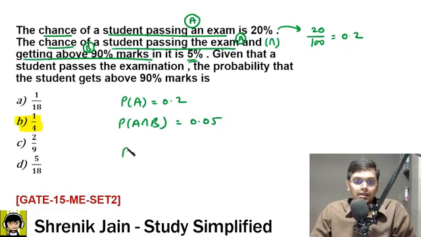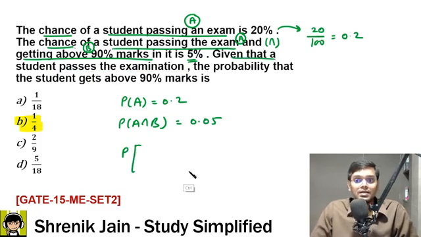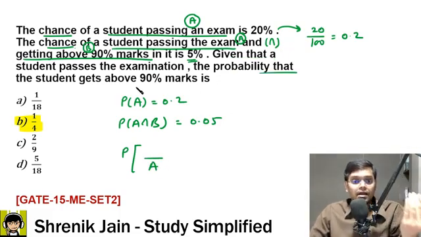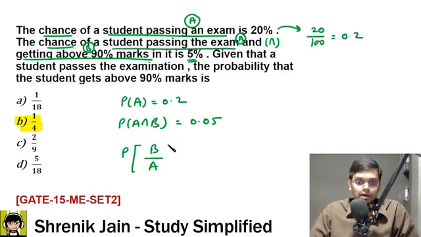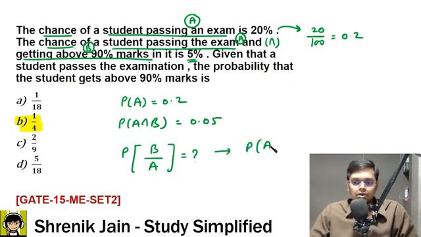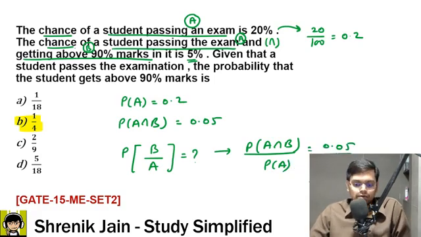Now they are saying, can you find the probability that, given the student passes the examination, which means event A has occurred, event B will occur. If event A has occurred, then B will occur. What is the probability of that? Arey sir, this is conditional probability. P of A intersection B divided by P of A. Sir, P of A intersection B is 0.05. P of A is 0.2. Just do the division. 0.05 divided by 0.2 is 1 by 4, which is option Bombay.